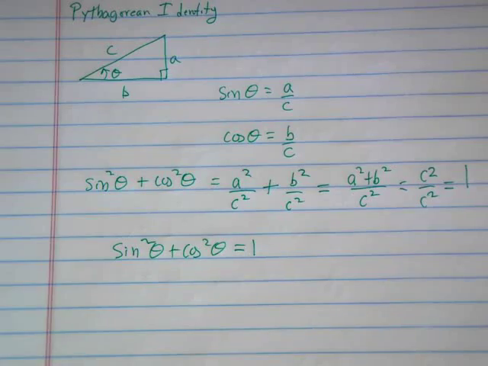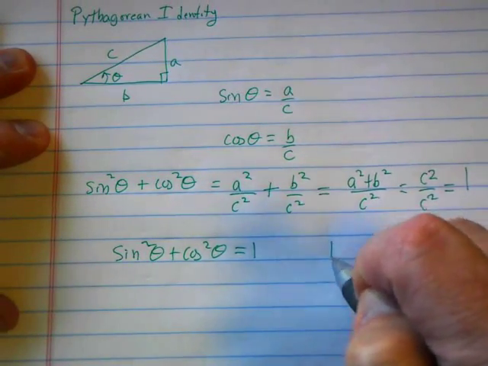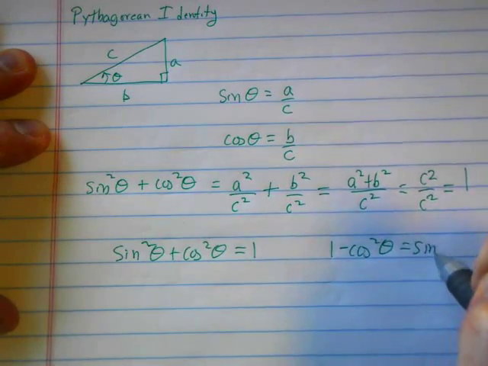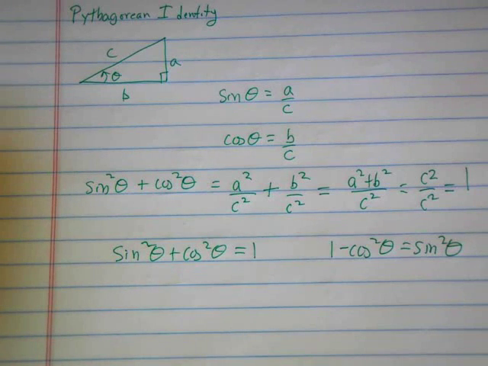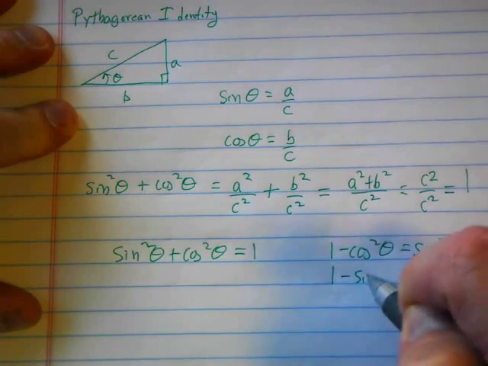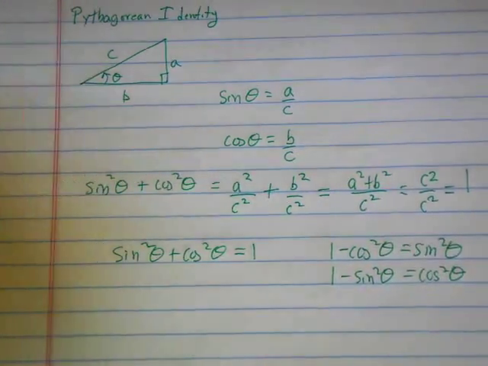Now, sometimes we see this written in different forms. Sometimes you see this written as 1 minus cosine squared theta equals sine squared theta. How did I get that identity? I solve for sine squared. I subtracted cosine squared on both sides. And it's also sometimes written as 1 minus sine squared theta equals cosine squared theta.